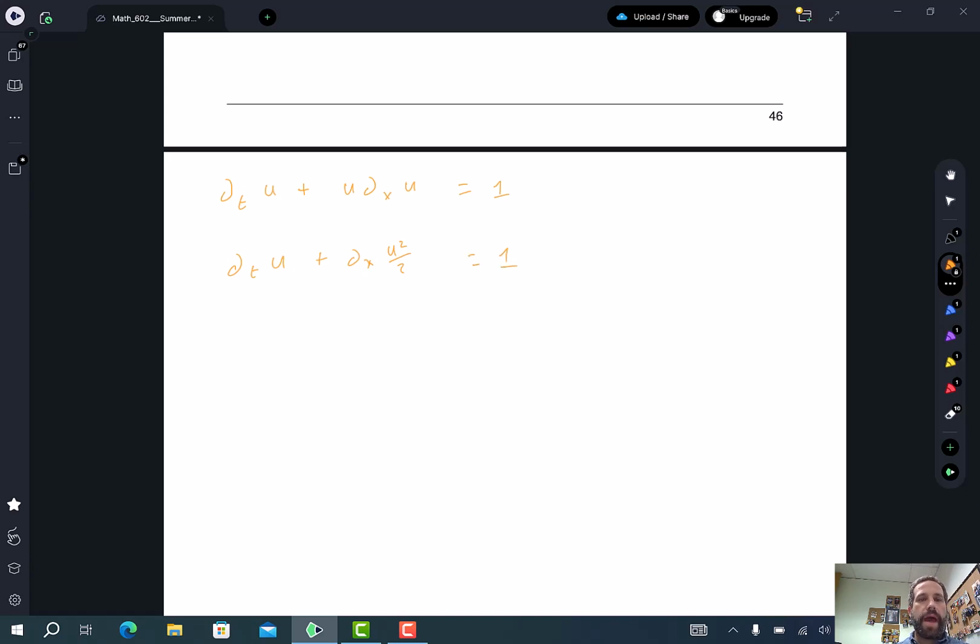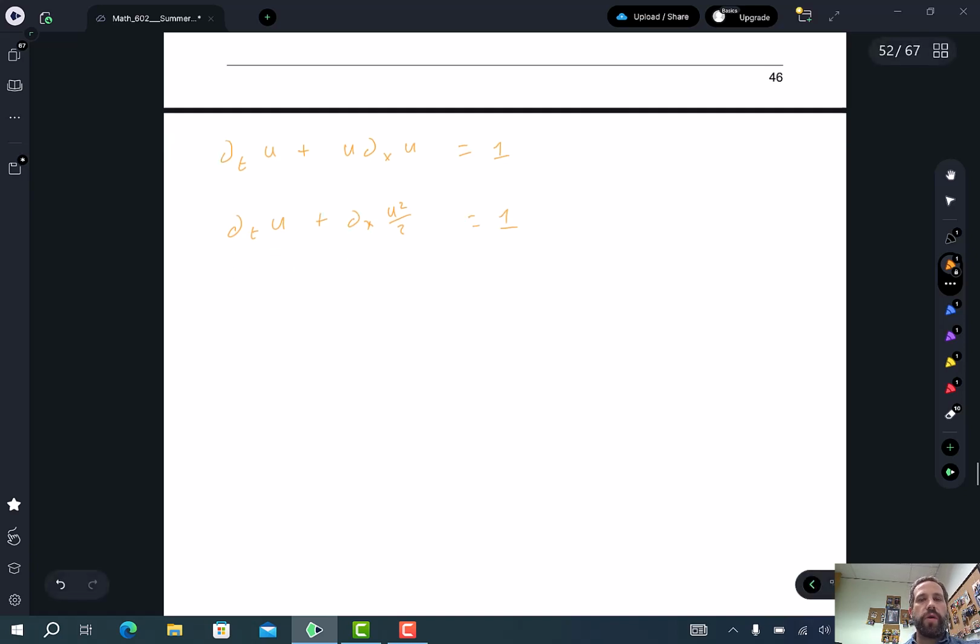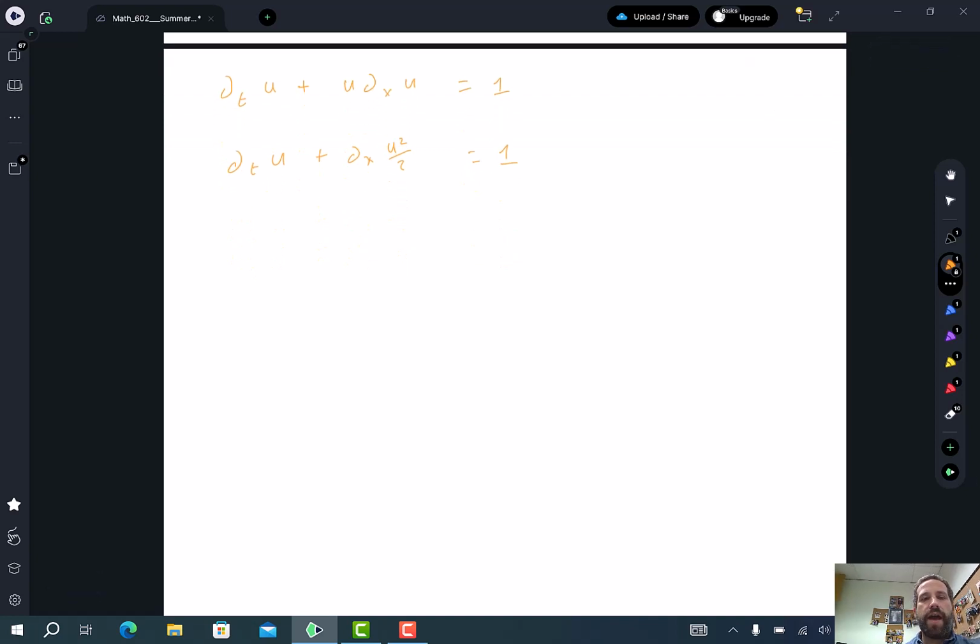Okay, and let's sort of think backwards. How is such an equation derived? In fact, let's just forget about the u squared over 2 and do this a little more generally. If I have something like this, let's try to think of how such an equation would come into being.